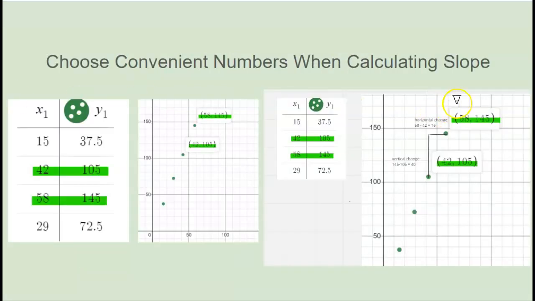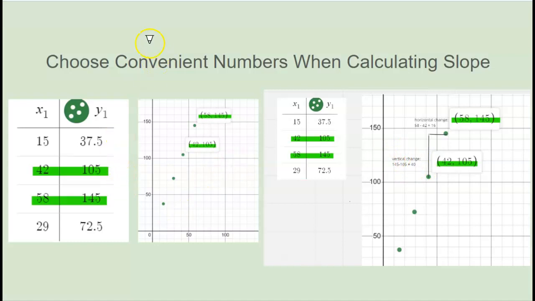Another thing you know how to do is to calculate slope. And you've practiced how to do it two ways. You can either look at a graph and calculate rise over run, or you can use the slope formula and calculate the horizontal change and the vertical change and express that as a fraction.